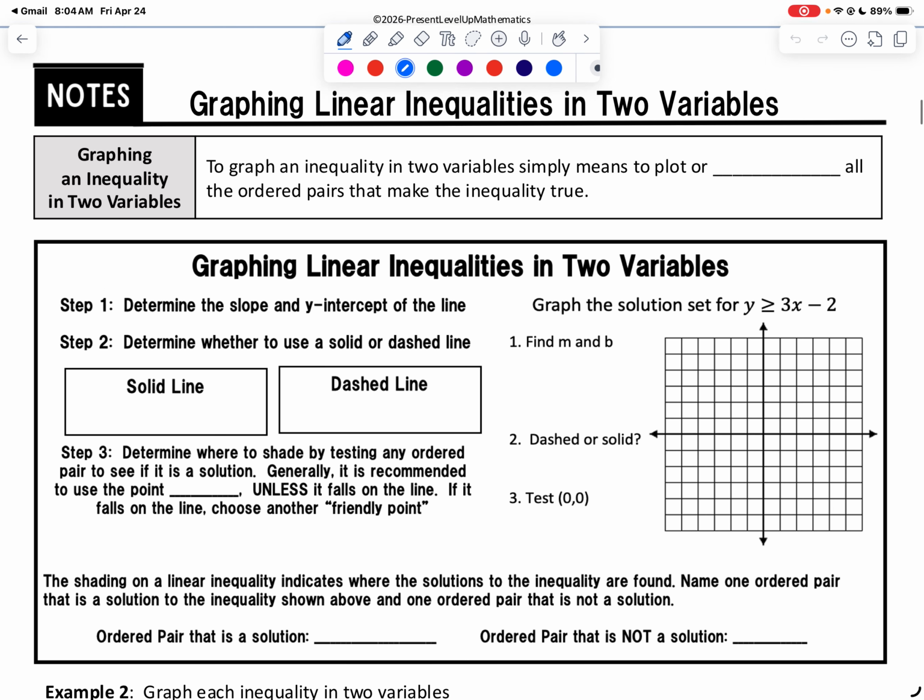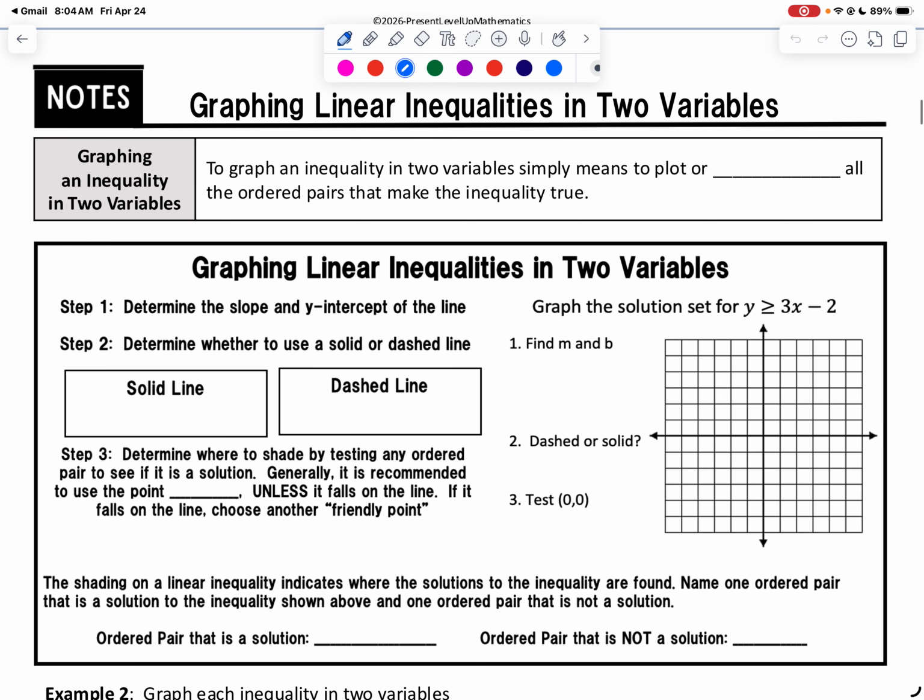In today's lesson, we will be exploring graphing linear inequalities in two variables. So to graph an inequality in two variables simply means to plot or shade all the ordered pairs that make an inequality true. Let's look at an example of this process.